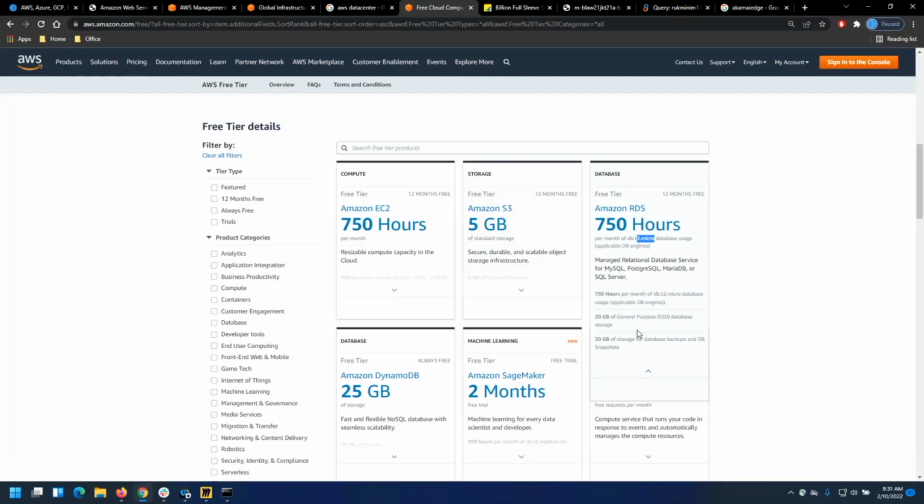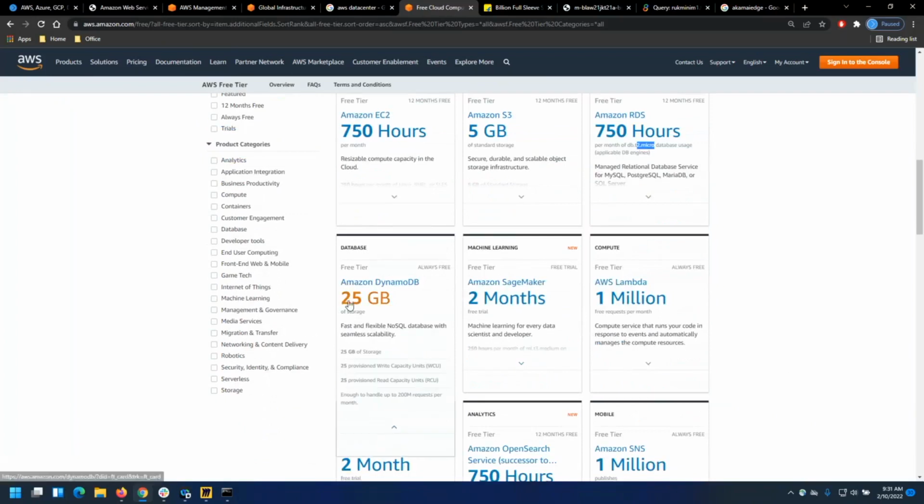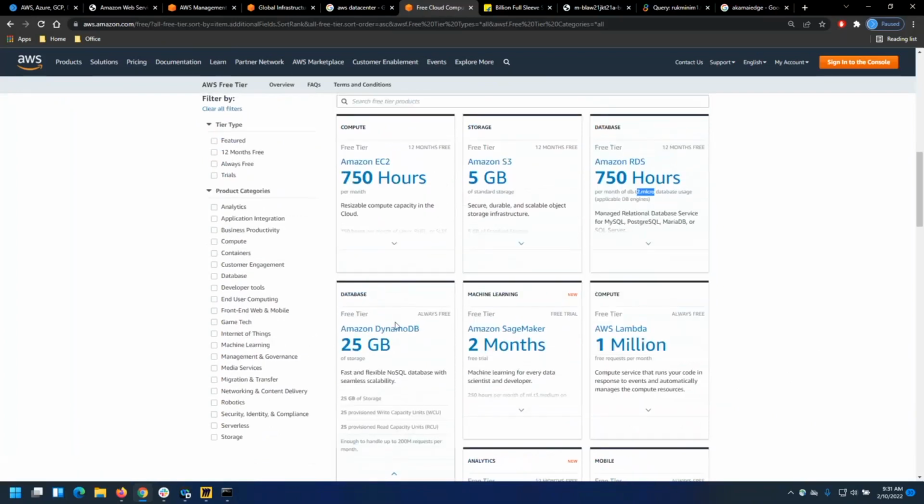But what they are giving here is just for testing purposes. If you want to create something, it's free. It's up to you whether you want to use it or pay and buy the higher configurations for your testing needs. Similarly, 25 GB DynamoDB. DynamoDB is another RDS kind of a database. That 25 GB is free.